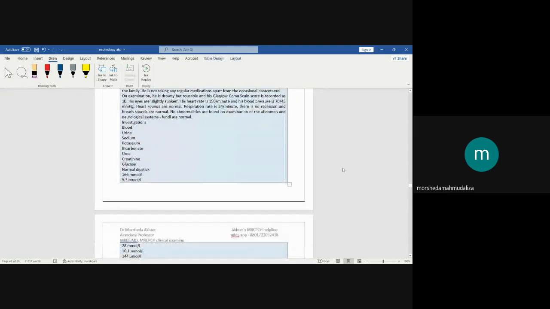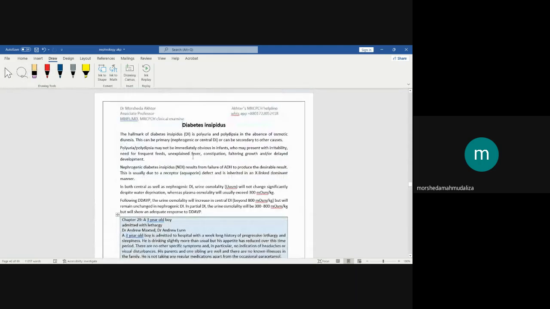So let us discuss these things. Diabetes insipidus is very clear cut. The investigation is the water deprivation test, but nowadays it is not discussed much because it has to be done in the hospital and is risky. Other than that, urinary osmolality is diagnostic. Urinary osmolality is usually less than 300 milliosmol per kg for nephrogenic DI.